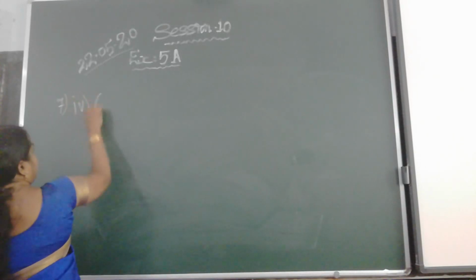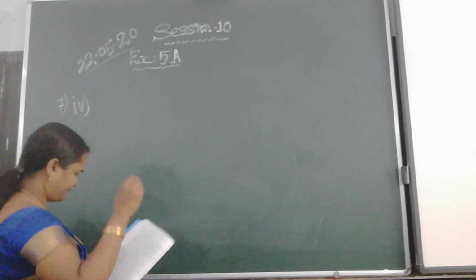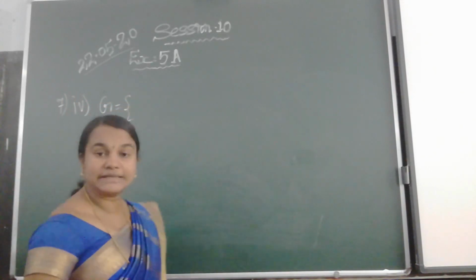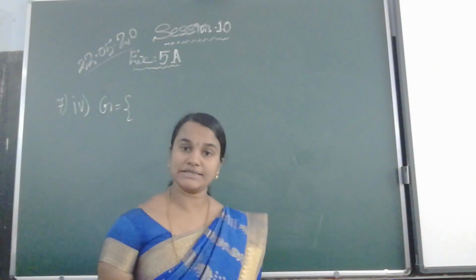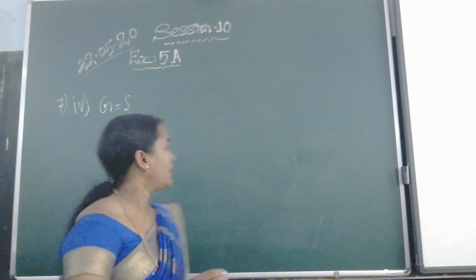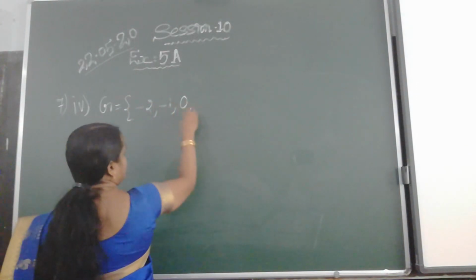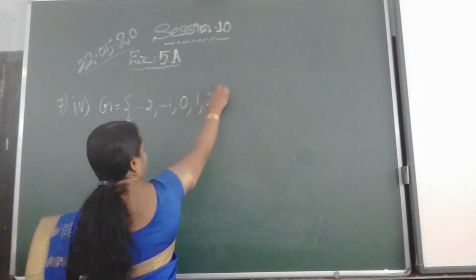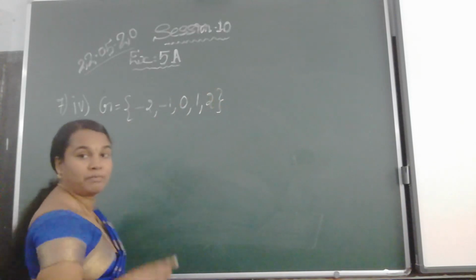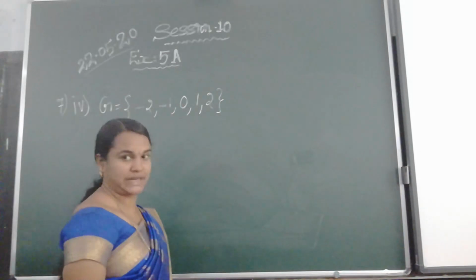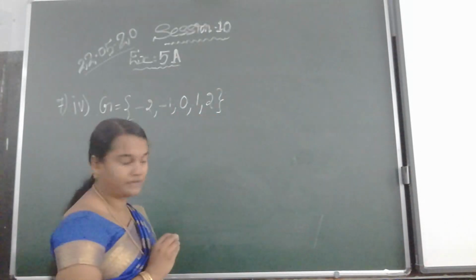4th May, it is given G. X is an integer that is less than minus 3. Minus 3, after that minus 2, minus 1, 0, 1, 2. Greater than minus 3 and less than plus 3. That means up to 2 only we have to write.